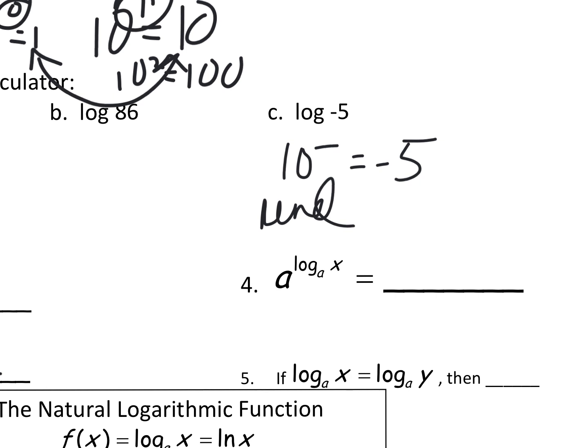Next, this is kind of an interesting one. A to the exponent log a of x equals what? This gets us into the idea of the relationship between exponential equations and logarithmic equations, and being able to go back and forth. So in this case, we're actually in an exponential equation. Even though we have a logarithm here, we have a base, we have an exponent, equals some value.